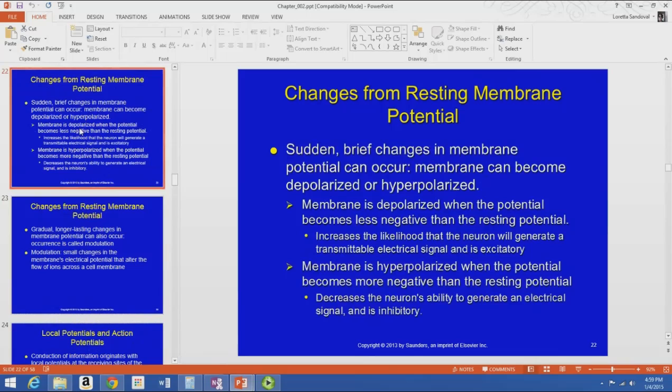So if I said, what happens when the cell membrane of the neuron is depolarized, I would want you to respond that the potential becomes less negative than the resting potential. So maybe you'll go from a 70 millivolts up to a 50 millivolt. So the neuron at that point might generate a transmittable electrical signal. It's becoming excited, it's going to fire off. Okay?